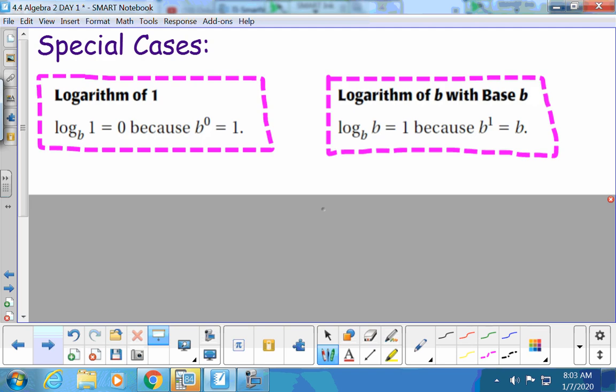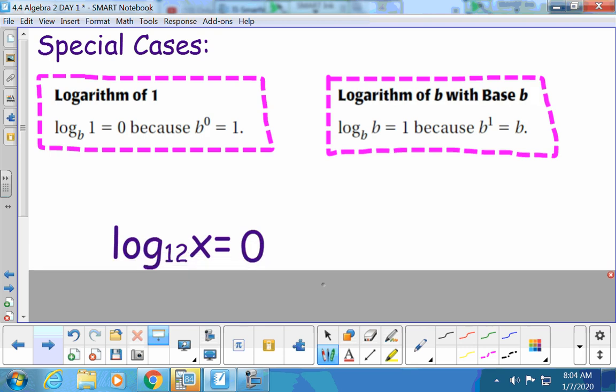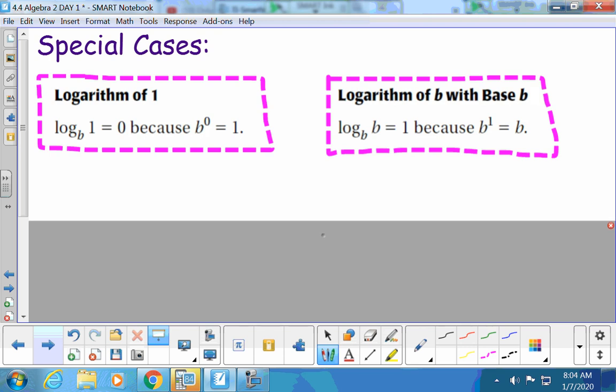Okay, we have some special cases to jot down. These are special cases because zeros and ones are involved. Basically, anytime you have a logarithm, it doesn't matter what the base is, if you have a 1 appearing right here, the answer is going to be 0. And that's because any number to the 0 power equals 1. I think I have an example of that right here. We'll get to that in a second, though.